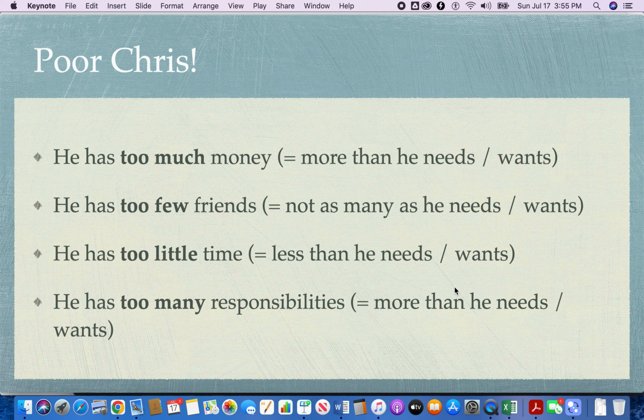He has too few friends. Friends are countable, so we have to use the word few. Too few. Not as many as he needs or wants. He has too little time because time is non-countable. So that is less than he needs or wants. And he has too many responsibilities, more than he needs or wants.